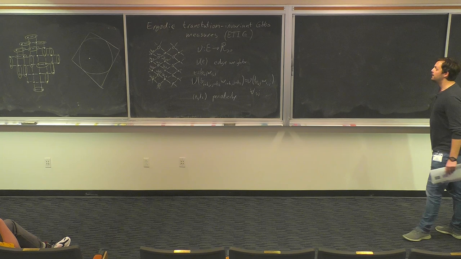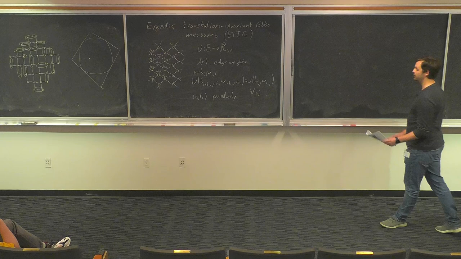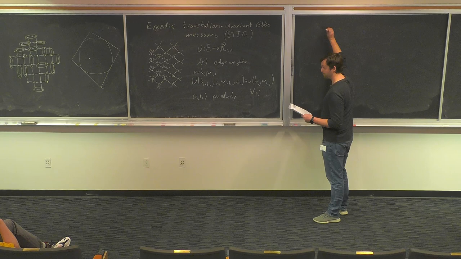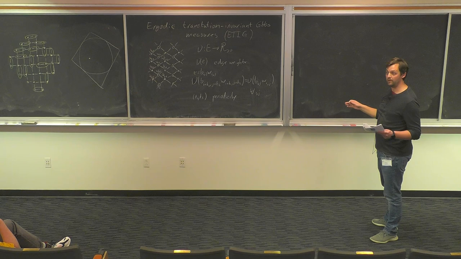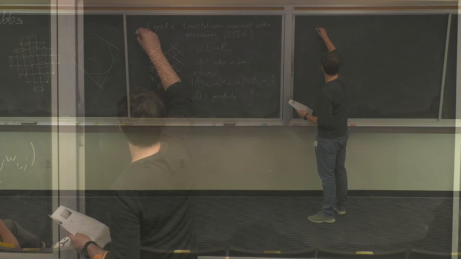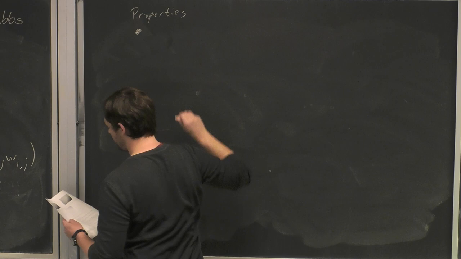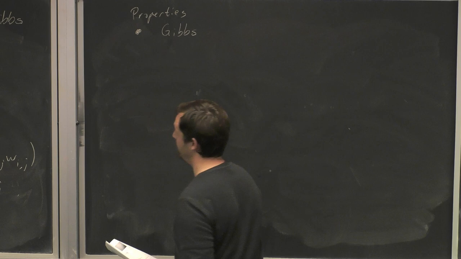Okay. So the ergodic translation invariant Gibbs measures are probability measures on dimer configurations on the entire plane, and they fulfill a few properties, so three properties. So one is the Gibbs property. Well, all properties are in the name, but yeah.